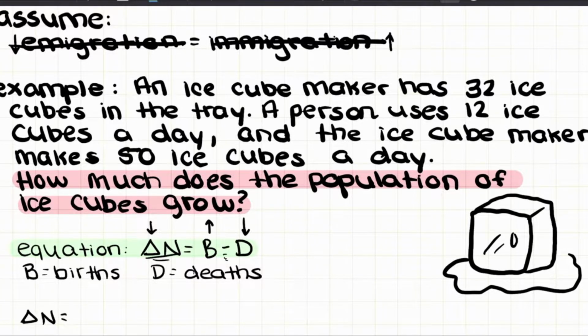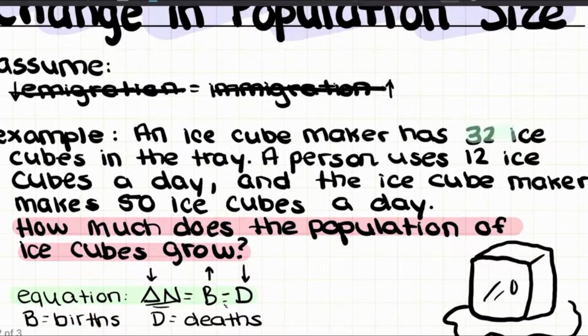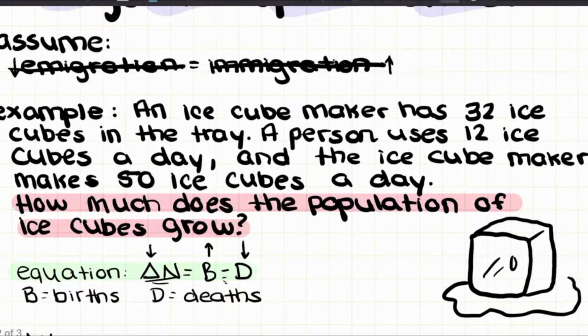So we have 32 ice cubes to start with. But that's not how many are being made and how many are being removed. So the 32 ice cubes that we have here, we don't care about them. They are irrelevant to us right now. All we need is that a person is using 12 a day and that 50 are being made a day.